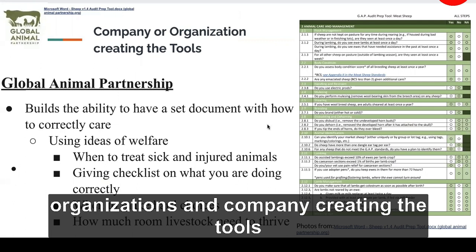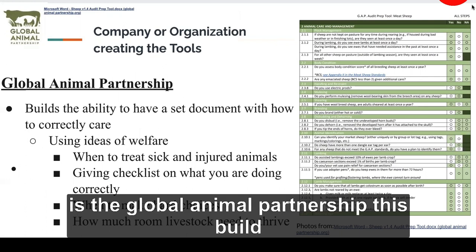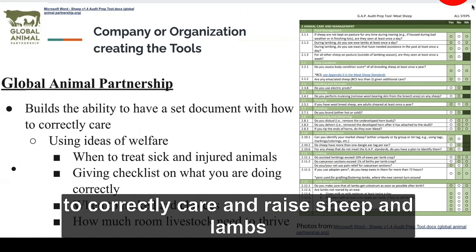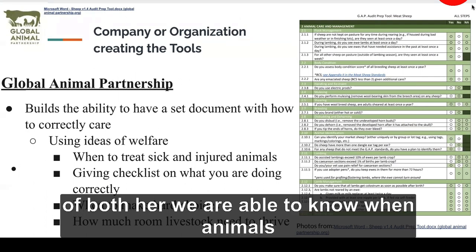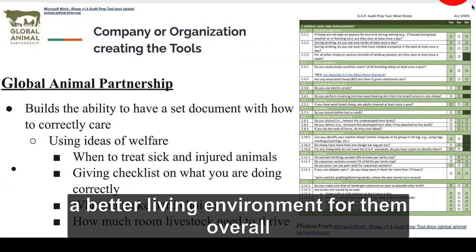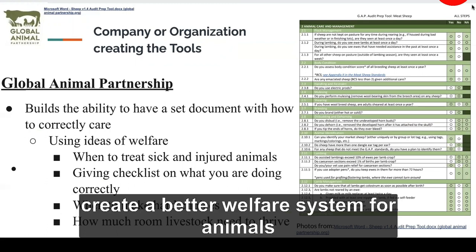Organizations and companies creating the audit tools that we've used in this project. The main one we've decided to use today is the Global Animal Partnership. This builds on the ability to have a set of documents on how to correctly care for and raise sheep and lamb in a production setting. Using these ideas of welfare, we are able to know when animals are sick and how to treat them better and create a better living environment for them overall, giving us this checklist which we can go down and create a better welfare system for our animals in production life.